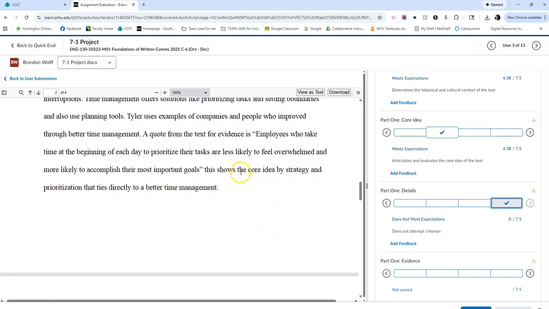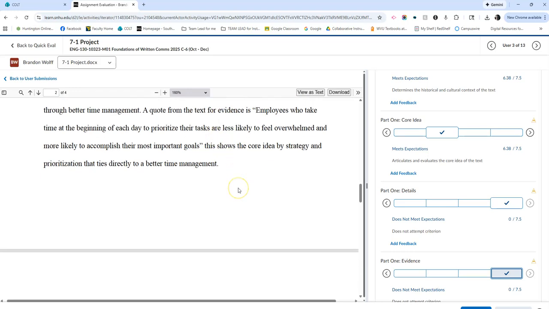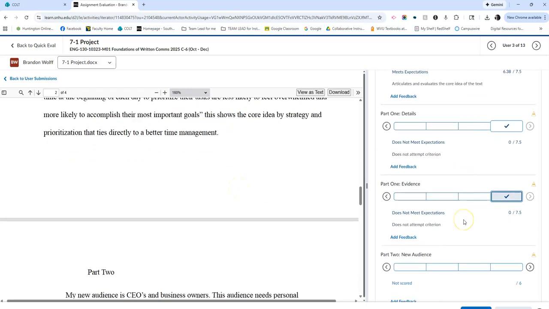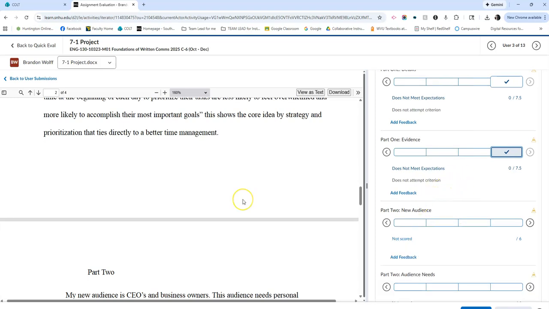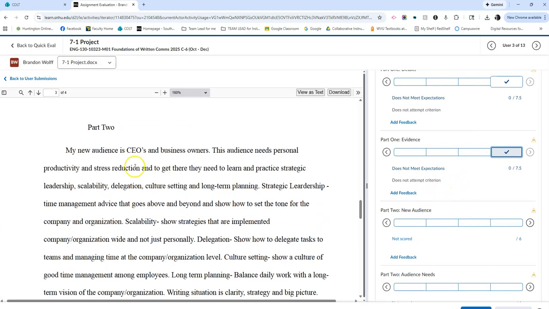And you only have one quote, which I can't really even count because it's just kind of thrown in there as a way to say, here's a quote, right? Those things are going to hurt you for part 1. So let's see how you did with part 2.